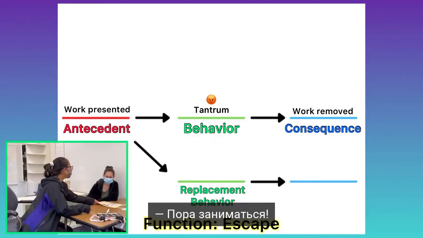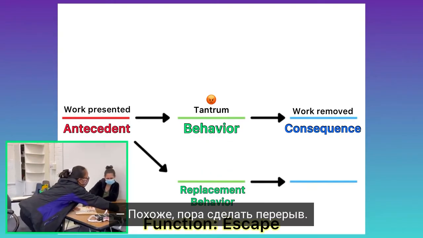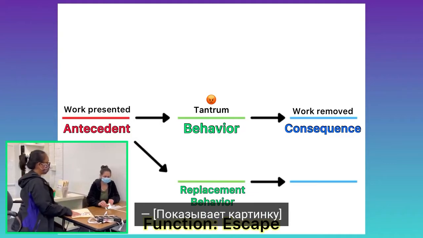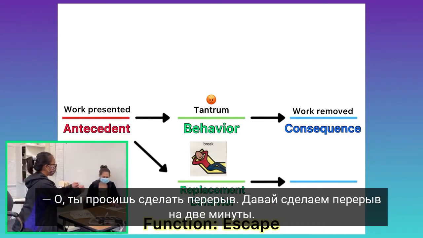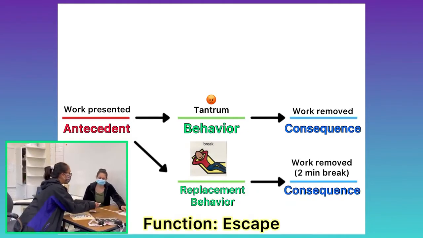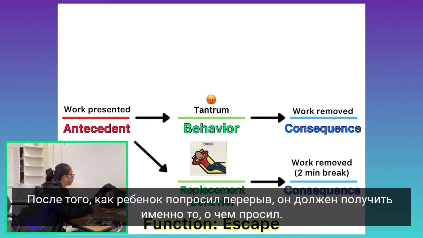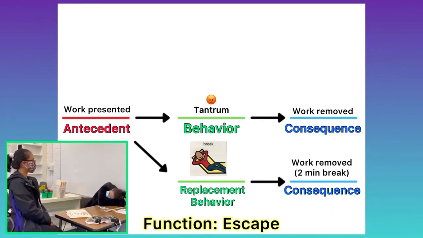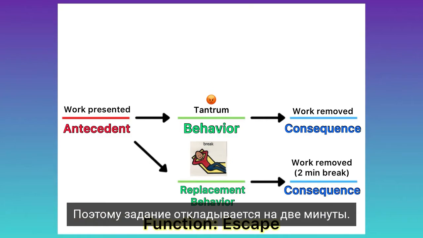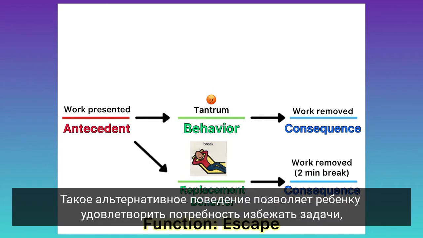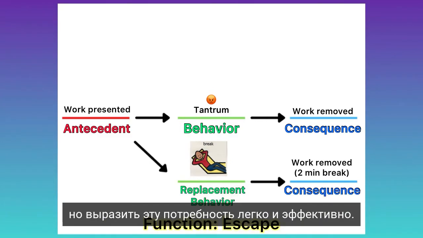Time to do work. Looks like you want a break. Oh, you asked for a break. You have a 2-minute break. After asking for a break, that's truly what she'll get. So now remove the work for 2 minutes. This alternative behavior still fulfills her need to escape, but it's communicated easily and appropriately.